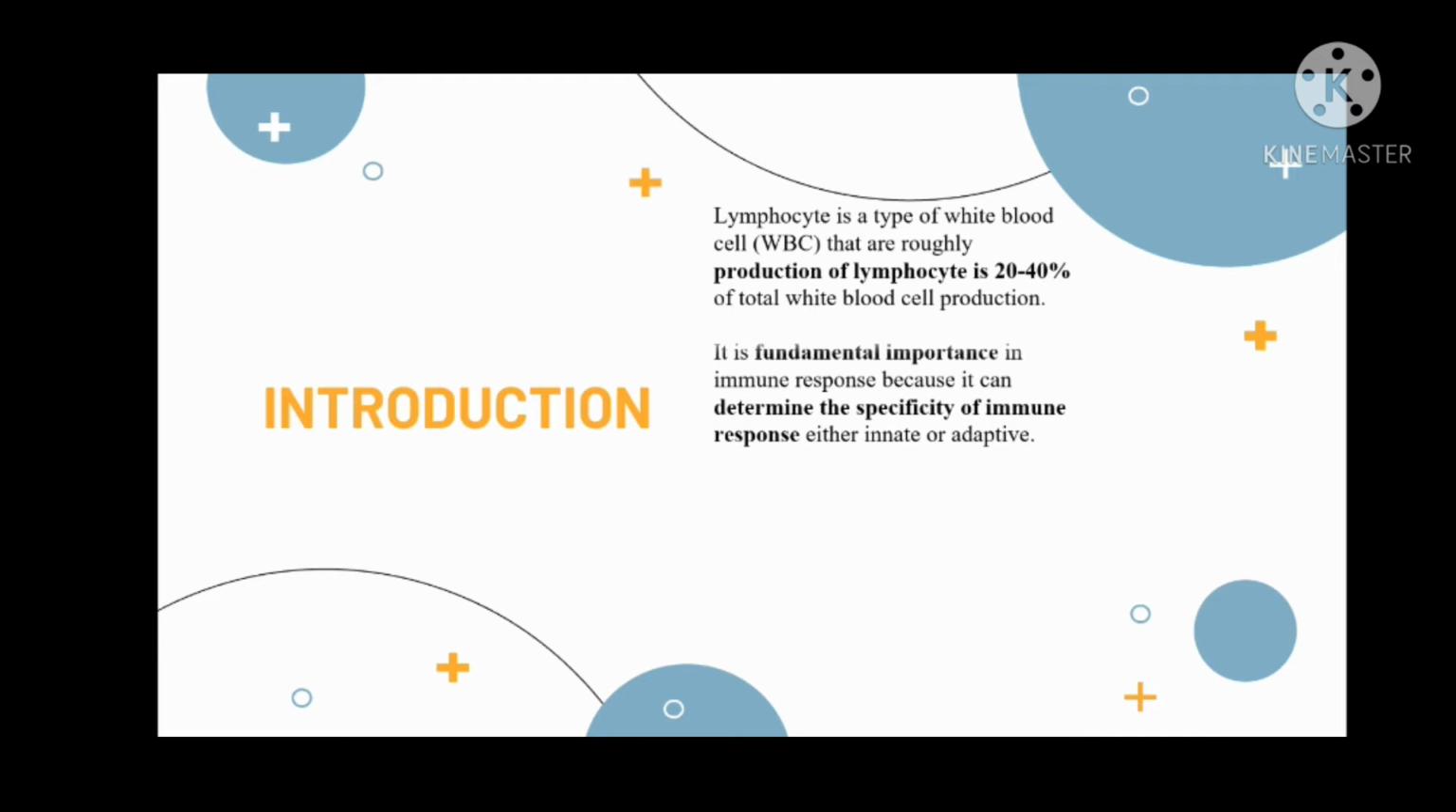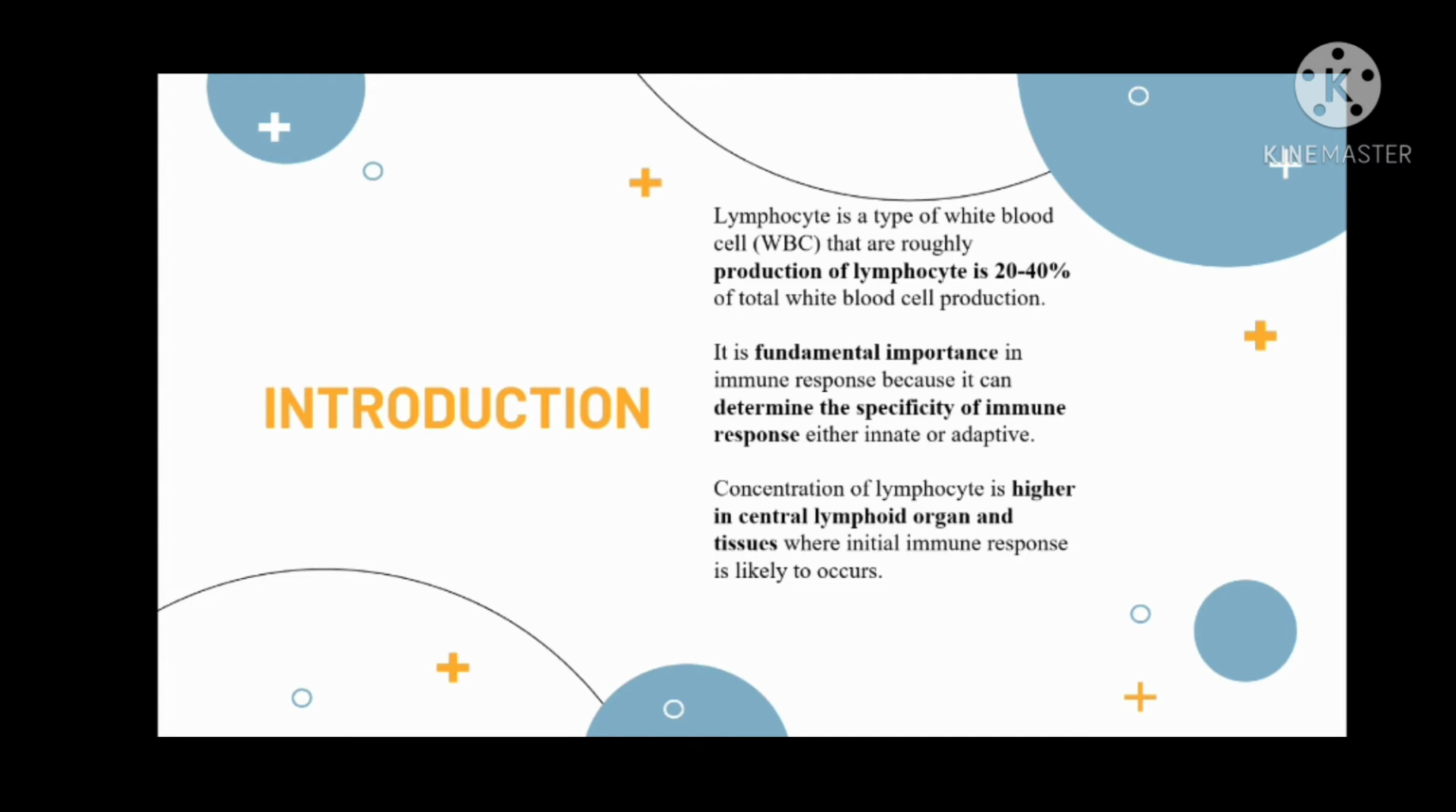What is a lymphocyte? A lymphocyte is a type of white blood cell. Roughly, the production of lymphocytes is 20 to 40% of total white blood cell production. It is of fundamental importance in the immune response because it can determine the specificity of the immune response, either innate or adaptive. The concentration of lymphocytes is higher in central lymphoid organs and tissue, where the initial immune response is likely to occur.